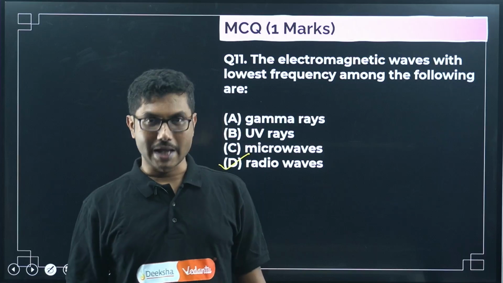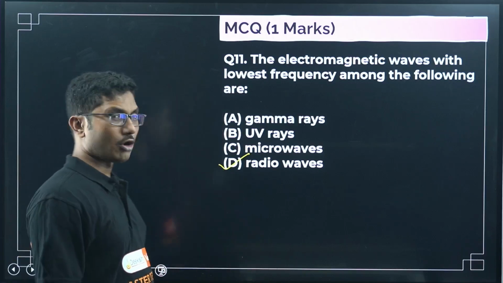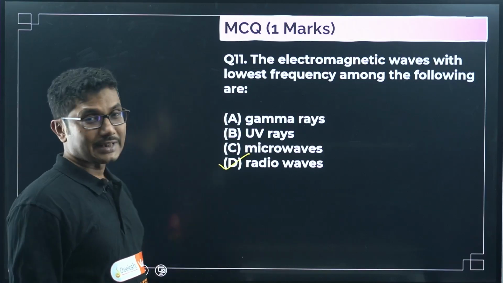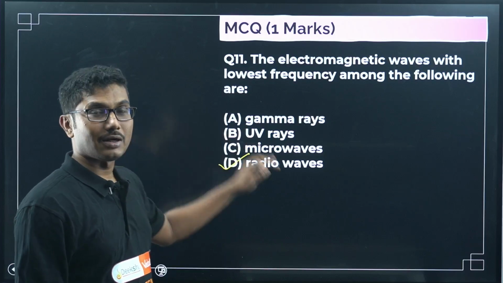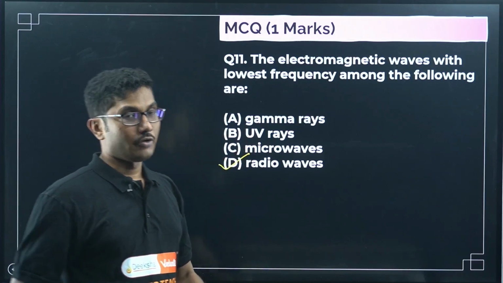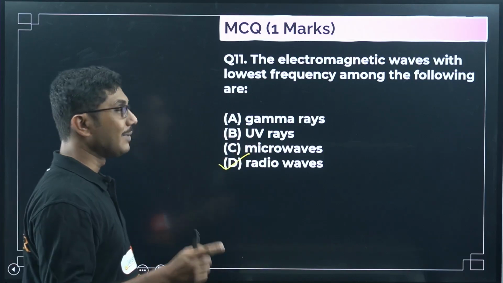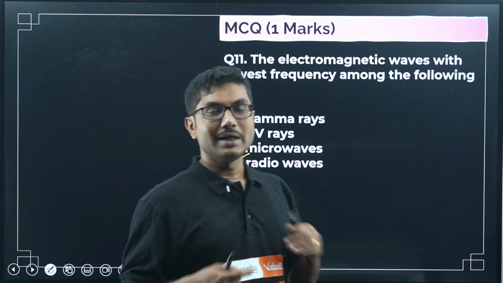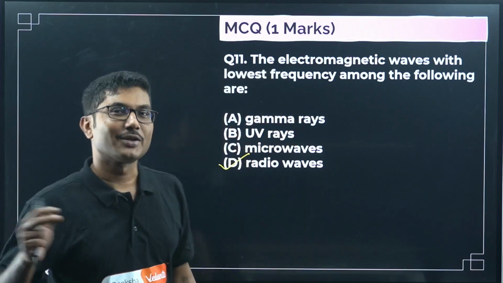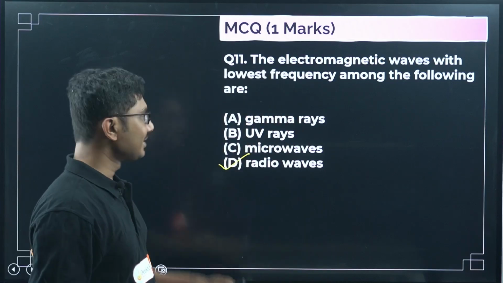It has the highest possible wavelength among all four options, and because of that it also has the lowest frequency. Frequency and wavelength are enemies. They don't like each other. If one is high, the other will be low. So this is the thing.